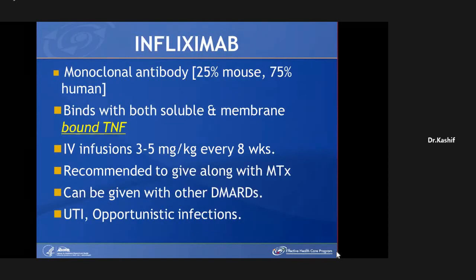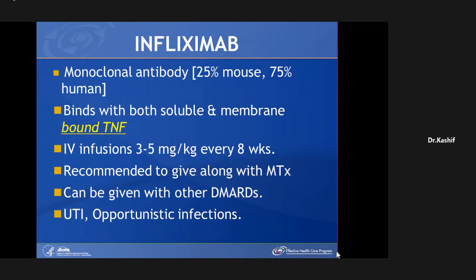Then second, we have infliximab. This is a monoclonal antibody, 25% from mouse and 75% from human. It is again a TNF alpha blocker, or it binds to the TNF alpha. Again, it is given by IV infusion, the route of which is IV. This is also given along with methotrexate.